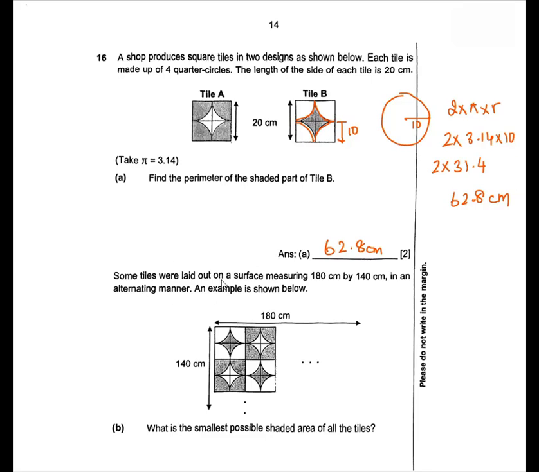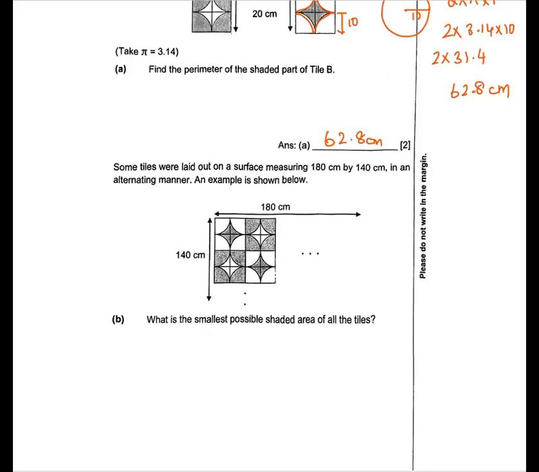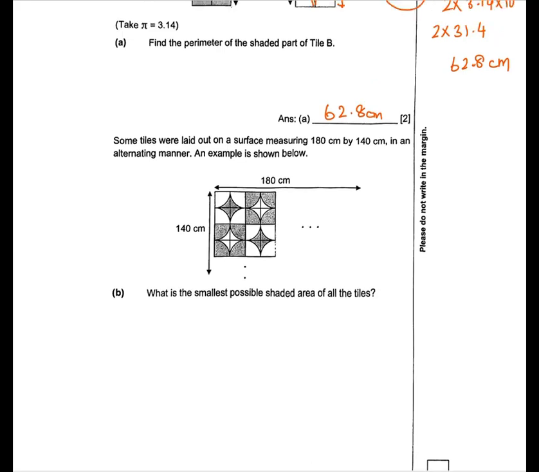Some tiles were laid out on a surface measuring 180 centimeters by 140 centimeters in an alternating manner. An example is shown below. What is the smallest possible shaded area of all the tiles? Now, first thing is each of this is 20. From here to here, this length alone is 20. And like this, you have many of them, and that covers 180 centimeters.